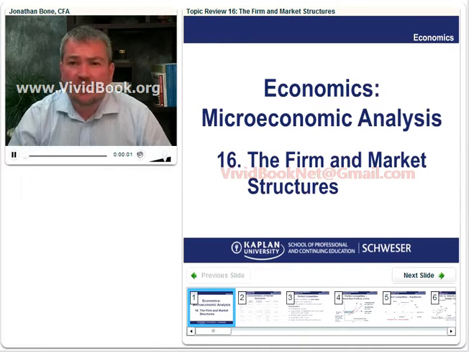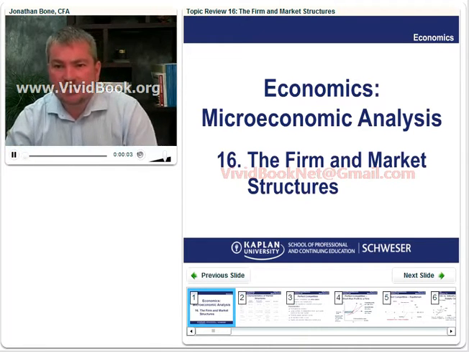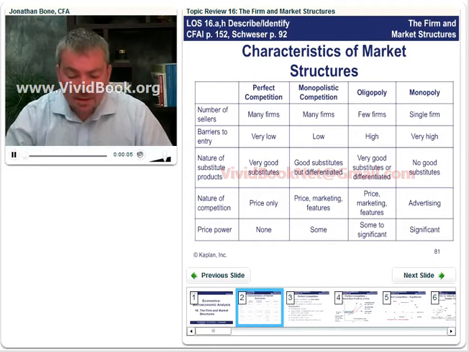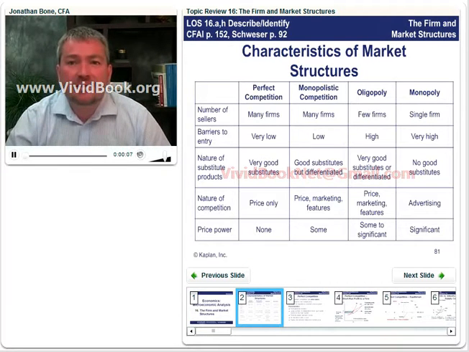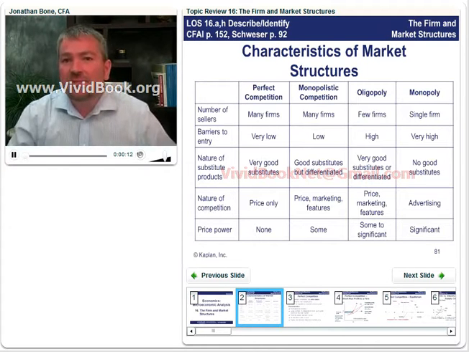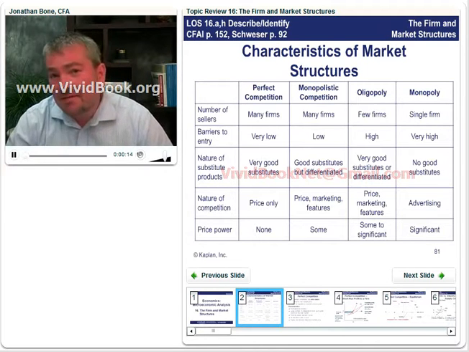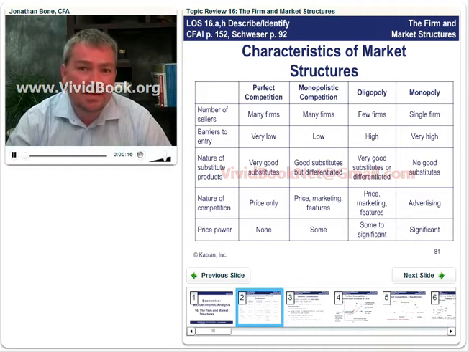Welcome to our reading on the firm and market structures. Now we start with an LOS that says describe the characteristics of market structures, and you'll notice we range from perfect competition through to monopoly. And in fact that's really what the rest of this reading is about, describing each one of these in turn.